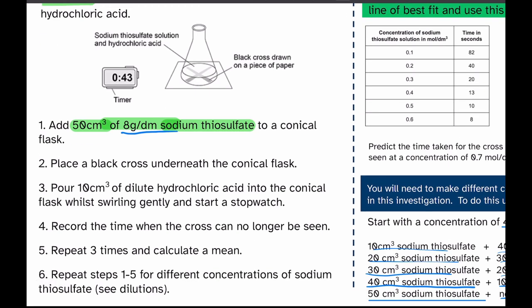We're going to pour 10 centimetres cubed, so that is where we are being very specific about the volume of acid, and all I'm saying here is it's dilute. So we just don't want strong acid. So you can just say dilute acid in your method, or you could say 0.5 molar or 1 molar, that they're classed as dilute. And we're going to put it into the flask whilst swirling gently, and then we're going to start a stopwatch. Again, there's a source of error in here.